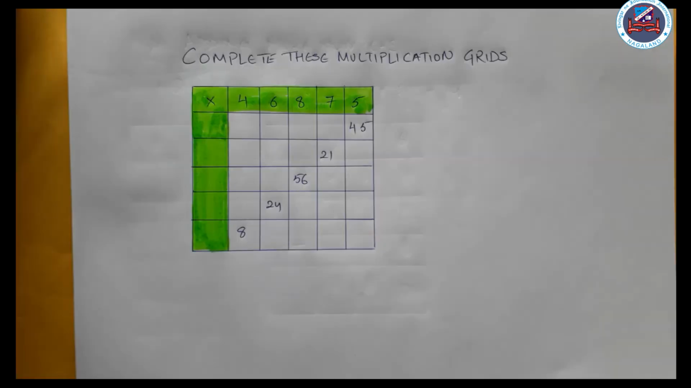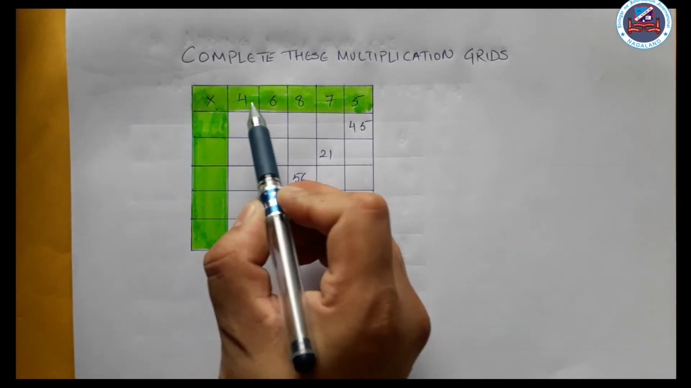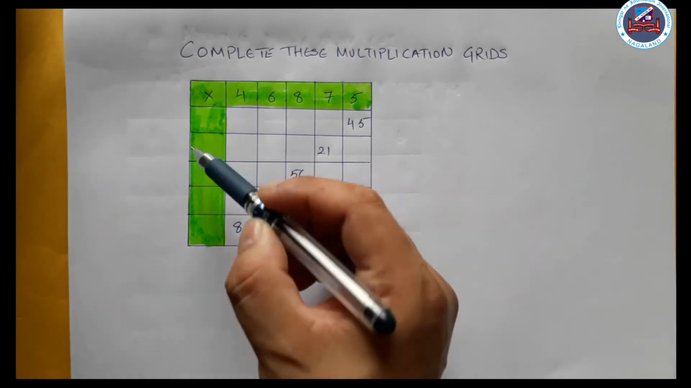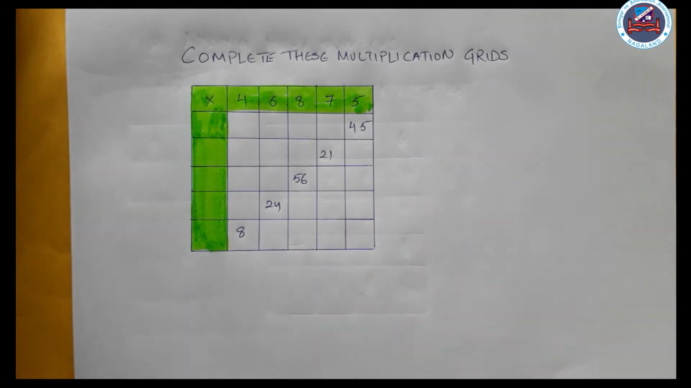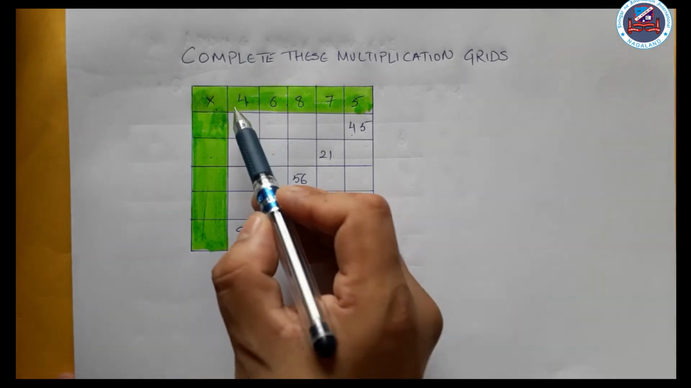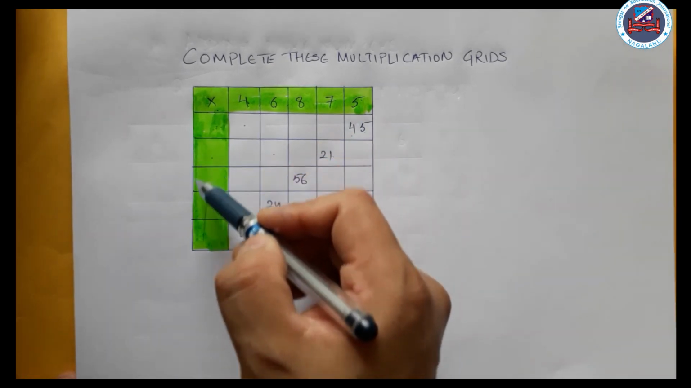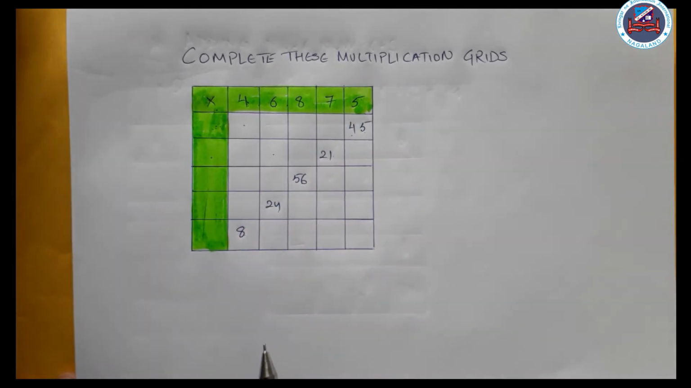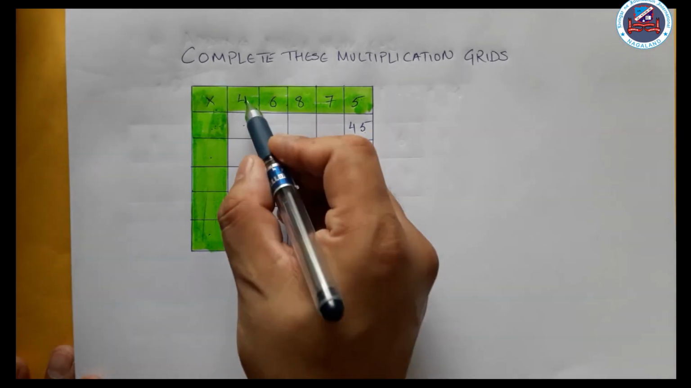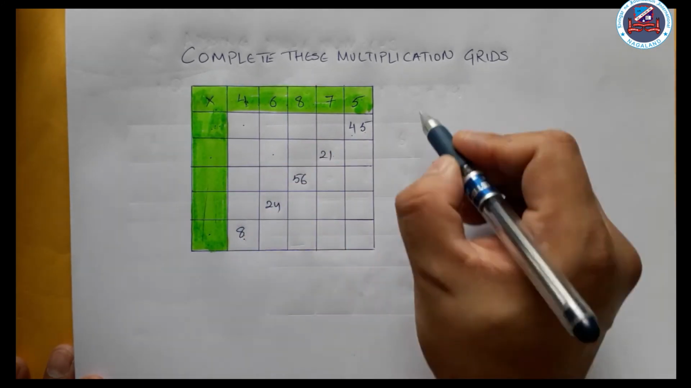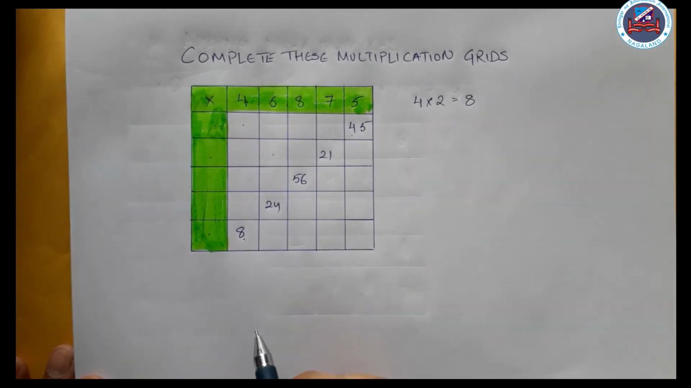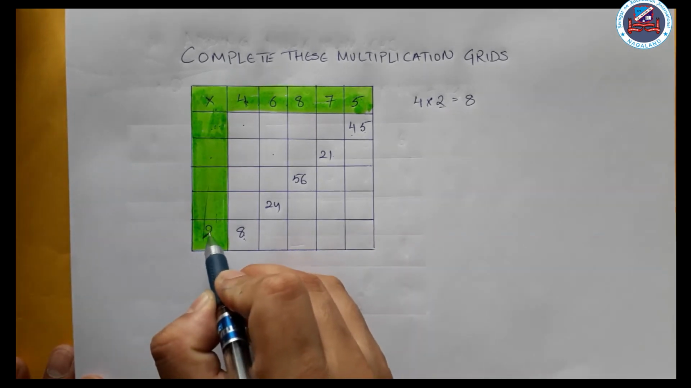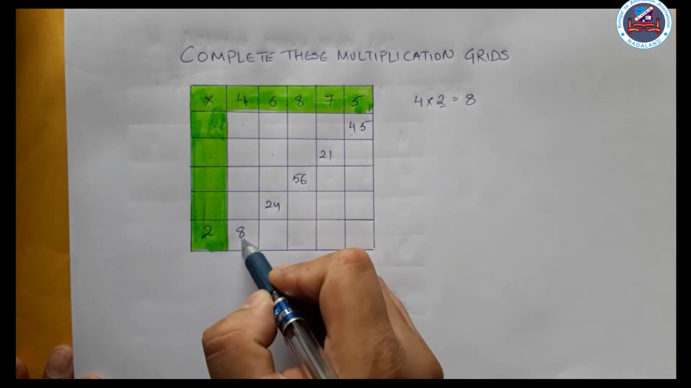Now let us complete this multiplication grid. Now we have here the multiplication sign, 4, 6, 8, 7, 5. This is blank, 8, 24, 56, 21 and 45. What this means is these numbers here will multiply with these numbers here and we have to fill the grid. For example, 4 multiplied by what will give you 8? So we know 4 multiplied by 2 equals 8. So this 2 we can write it here. 4 into 2 is 8.